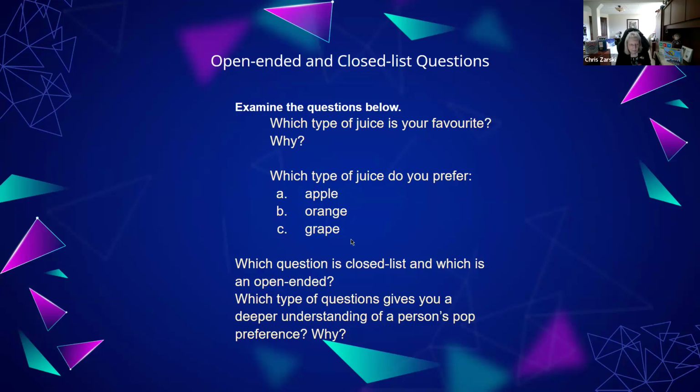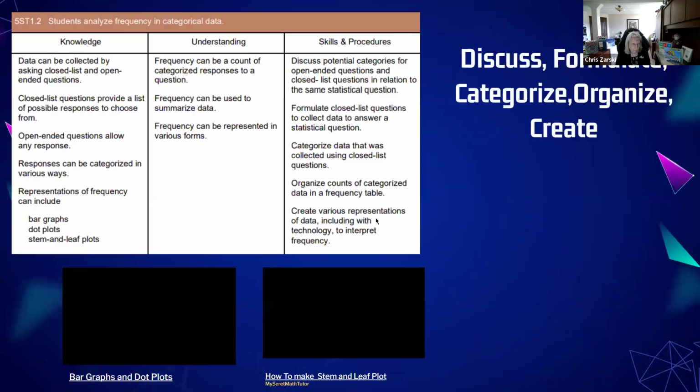So this would be an example of a closed list, whereas this one would be an open one, because I'm just saying, what's your favorite fruit juice? You can tell me whatever you want. I have to write it down. If I already have it on the list, I can give you a check mark or a tick mark or whatever. But every time somebody gives me one that isn't already given, I'm going to add it to the list. So that's part of what we unpacked in grade 5.